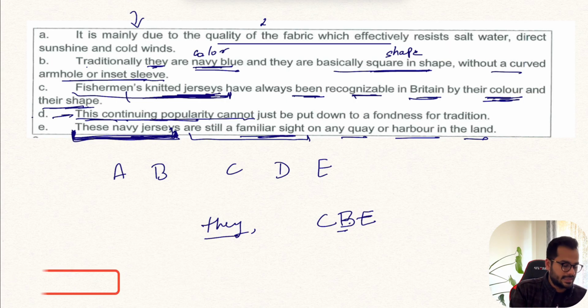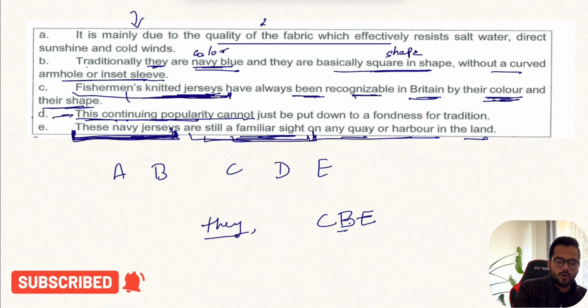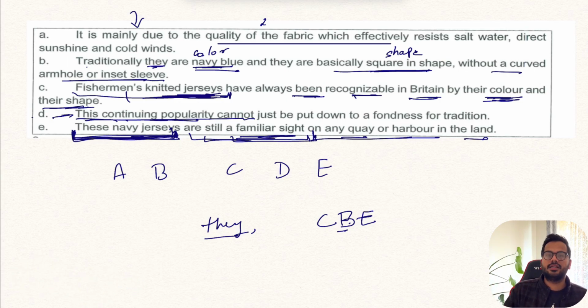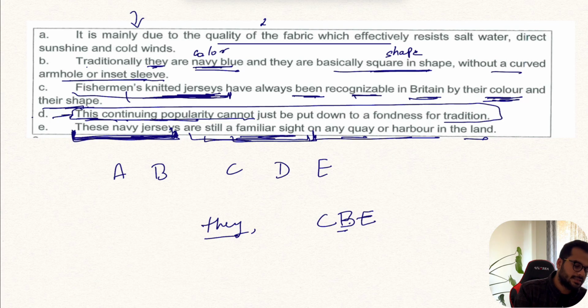Now what they have said is these navy jerseys are still a familiar sight on any quay or harbor in the land. That means they are familiar in any quay or harbor, which basically means they are very popular. You ask anyone, everyone would be familiar of them. That means they're popular. Here, what I can say is the D sentence is starting with the very same thing. This continuing popularity. So D sentence has to be my next one.